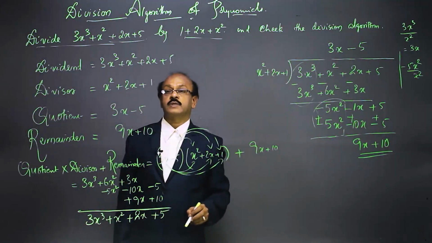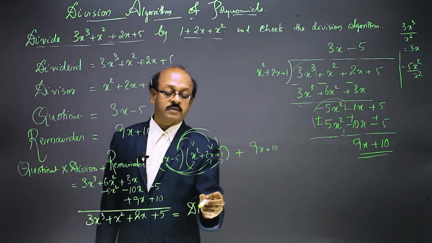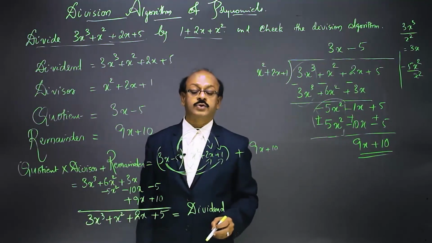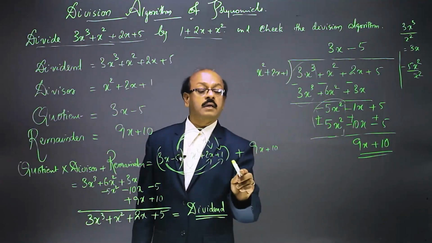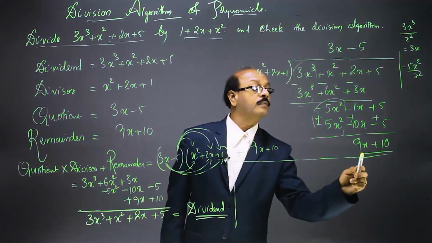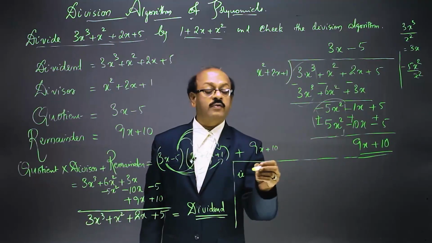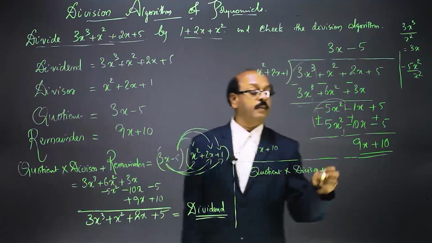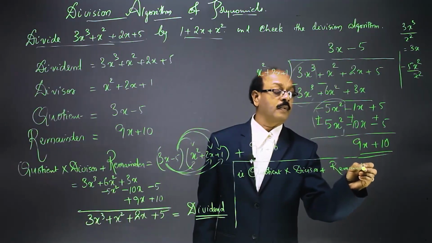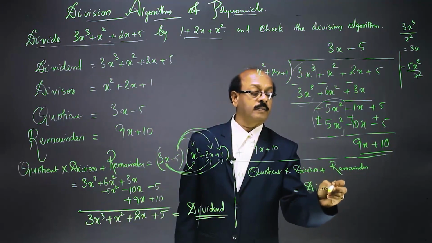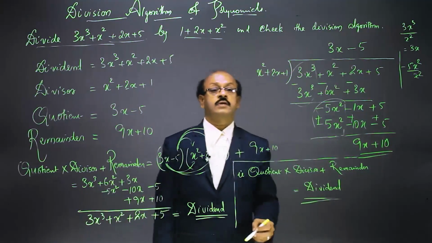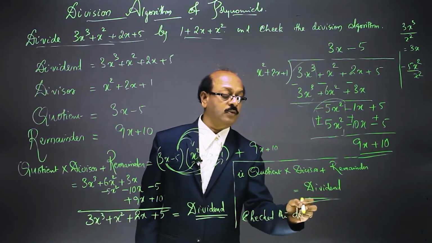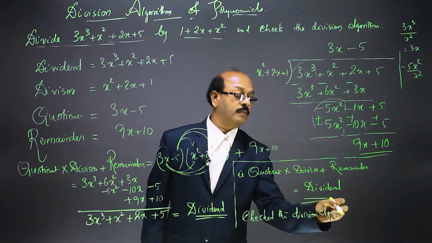3x cube plus x square plus 2x plus 5 is the dividend. That is, we are getting the relation quotient into divisor plus remainder is equal to dividend, and hence we checked the division algorithm. Thus, we checked the division algorithm.